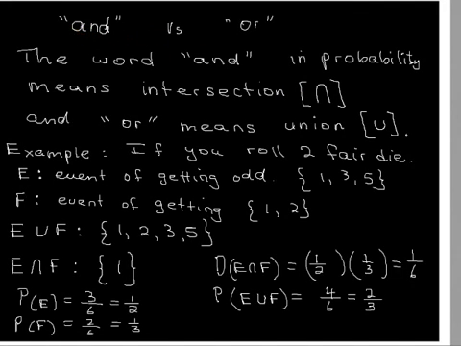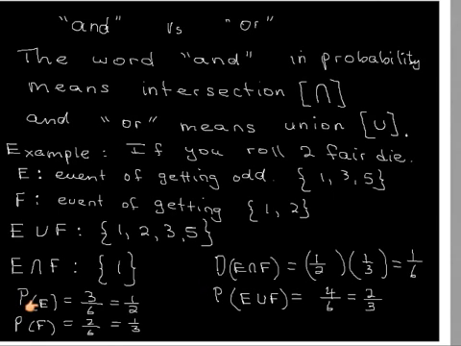The other concept is AND versus OR. The word AND in probability means intersection, and this is the symbol. And the word OR means union, and this is the symbol right here. For example, if you roll 2 fair die and you let event E be getting an odd, which is 1, 3, and 5, and the event F would be getting either a 1 or a 2, E union F would be all of the numbers 1, 2, 3, and 5. E intersection F is going to be only 1 because only 1 is repeated in both sets.